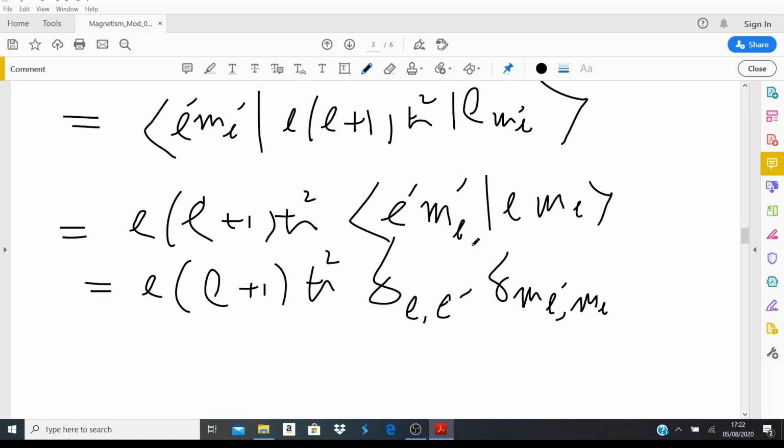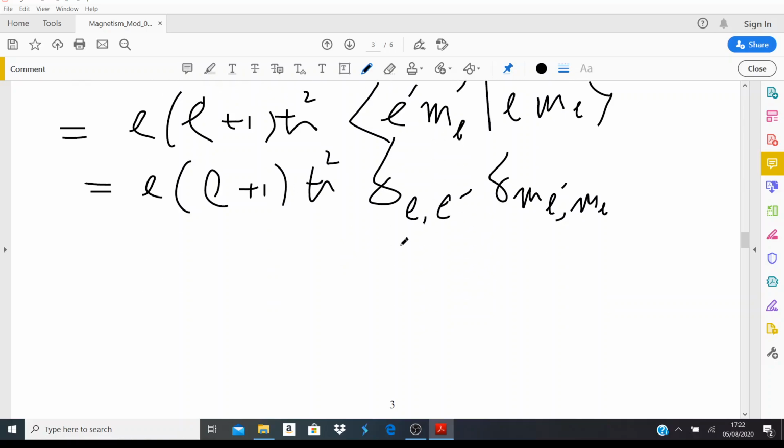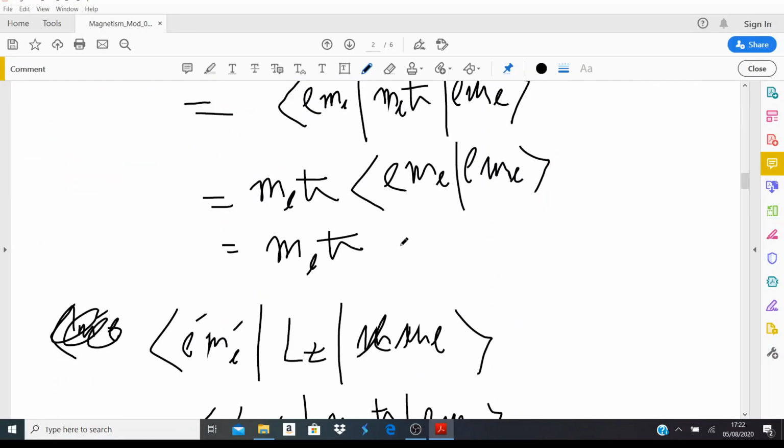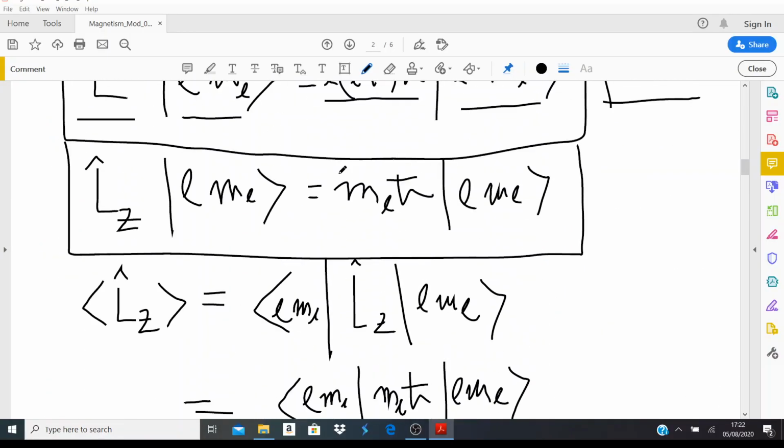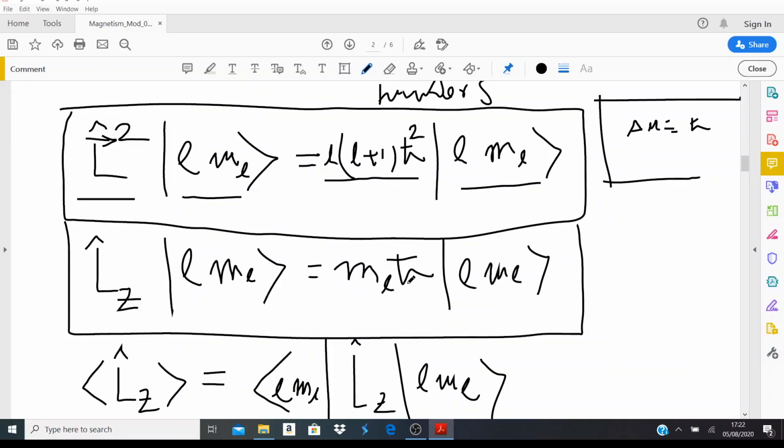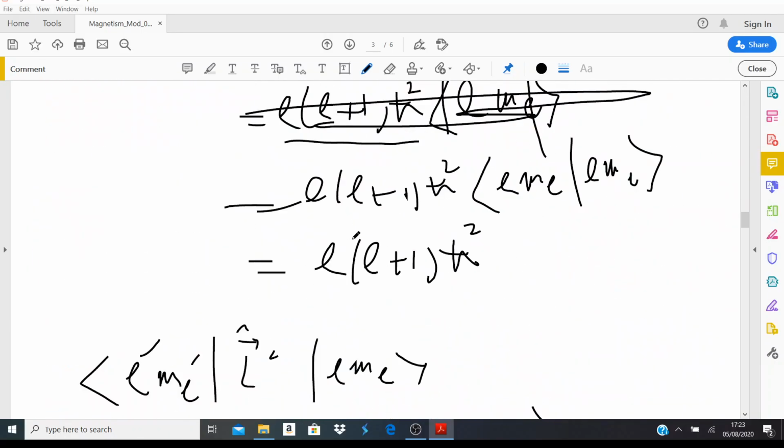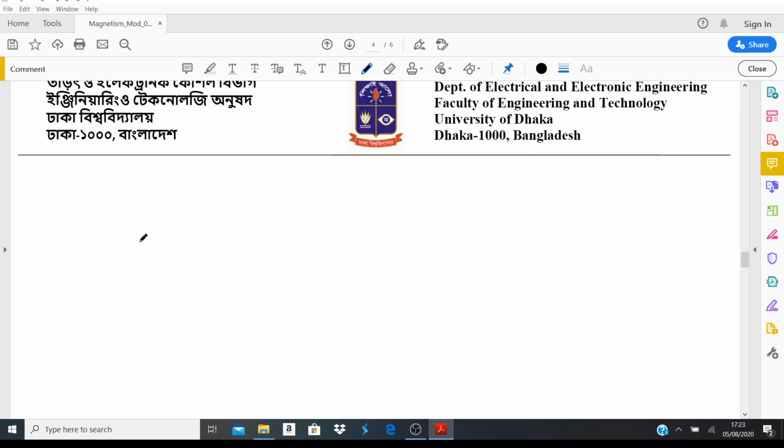And one important thing about these eigenvalues, right? If you see, when LZ operates on this vector, you will get ML times h bar. When L square is operating on the state, you will get L(L plus 1) h bar square, right? There is a condition to be fulfilled for the quantum numbers ML and L, right? So let me illustrate what that condition is really all about. So the ML has a range between minus L to plus L in the units of steps of 1.